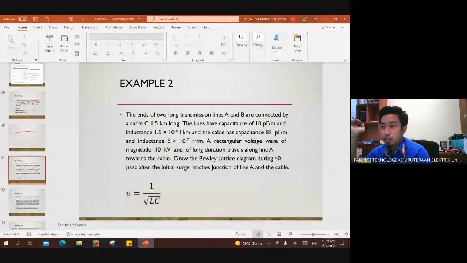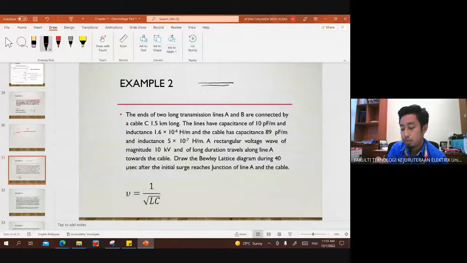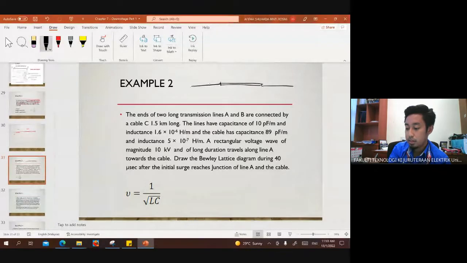Okay, so tengok dekat soalan example 2. The end of two long transmission lines A and B are connected by cable C. Maksudnya, you kena lukis dulu. You all kena draw dulu macam mana condition of kita punya line tu. Kalau dia kata the two long transmission lines A and B are connected by cable C, maksudnya line A dengan line B is connected by a cable C.